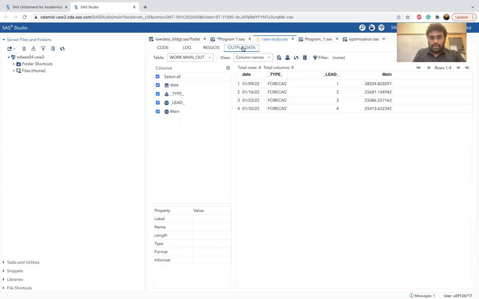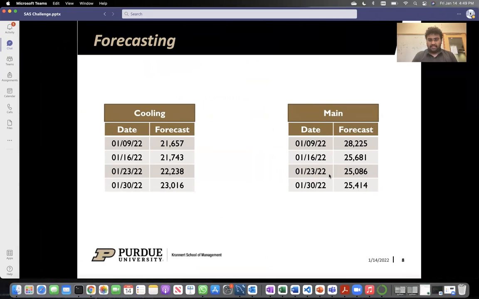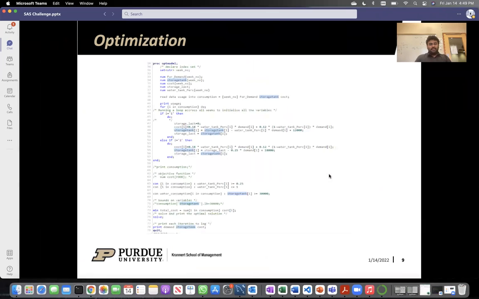If you look at the output here, this is for the main requirement, and you can see the values. This is basically what we have charted out in our presentation as well. This is for the main, and this is the forecast that we came up with for cooling.